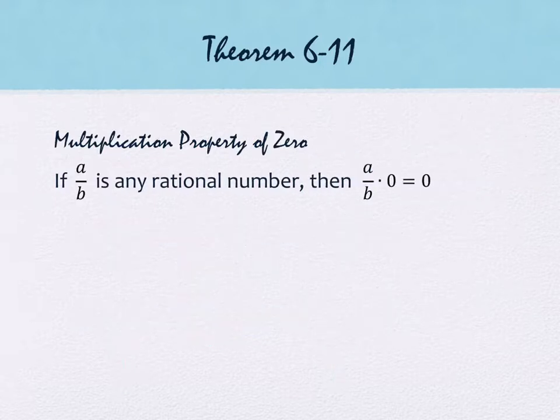And then the last one is multiplication by 0. It is exactly what you would expect. When you multiply by 0, you get 0. Not a very exciting turn of events, but it's true.